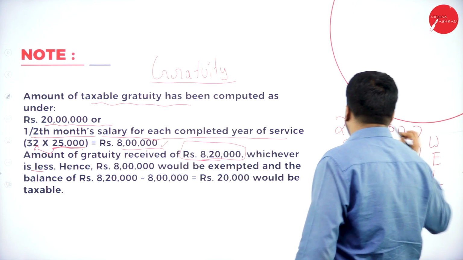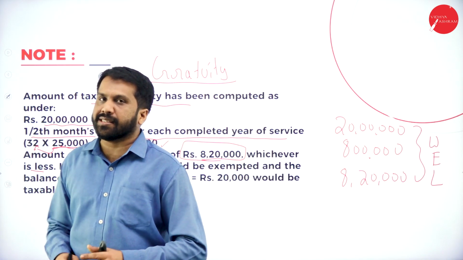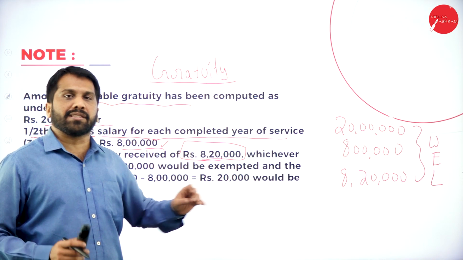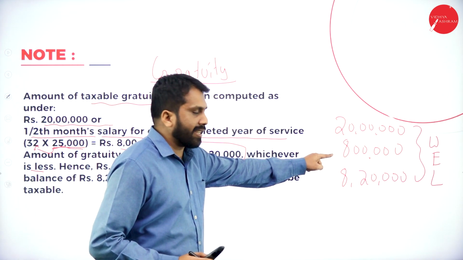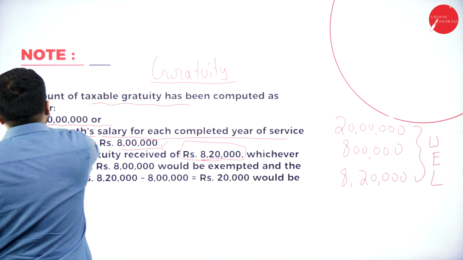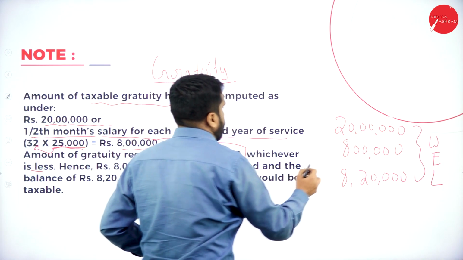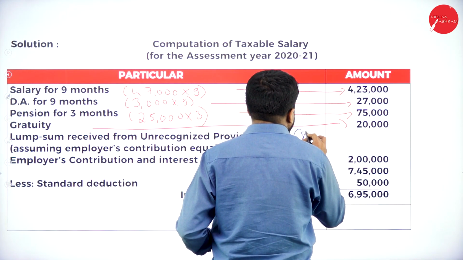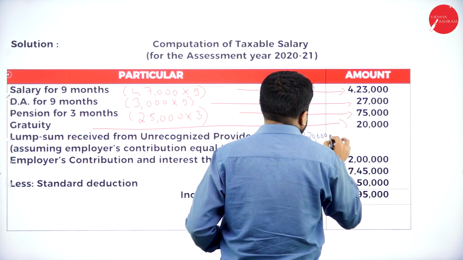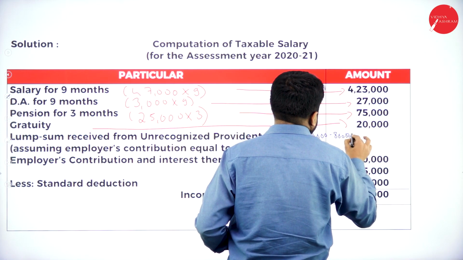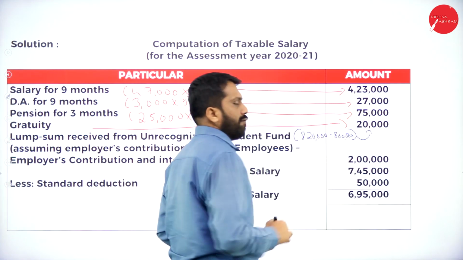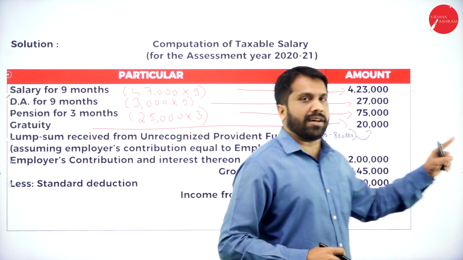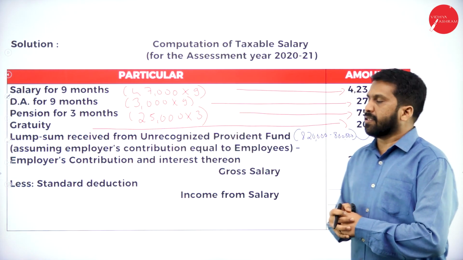Whichever is less. Whether 20 lakh is less, or 8 lakh, your calculation, is less, or 8,20,000 is less. Which is less? 8 lakh is less. In this, your answer, you got 8 lakh. Your gratuity is 8,20,000 minus 8 lakh. I got the answer of 20,000. Hope you are clear. That is your taxable gratuity.